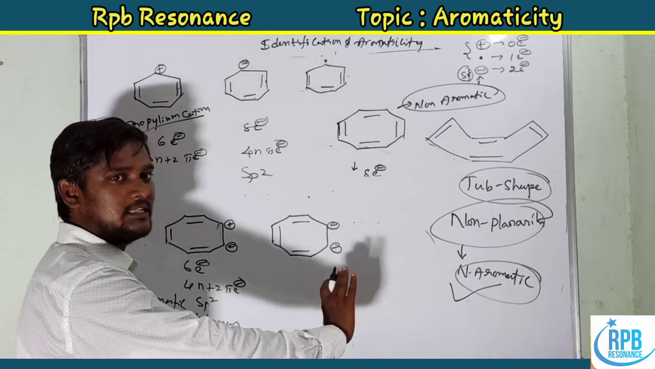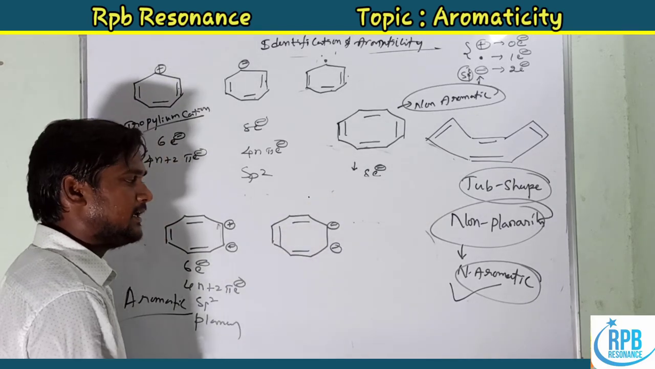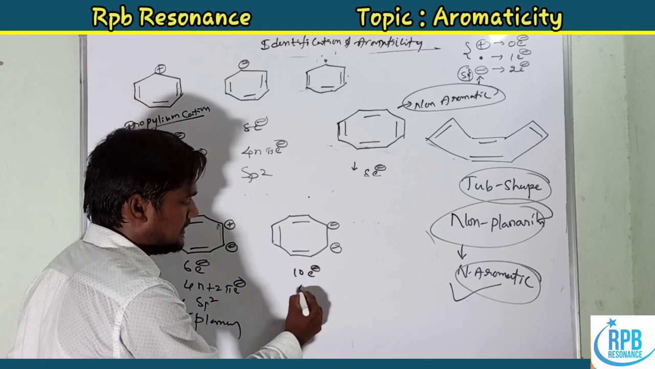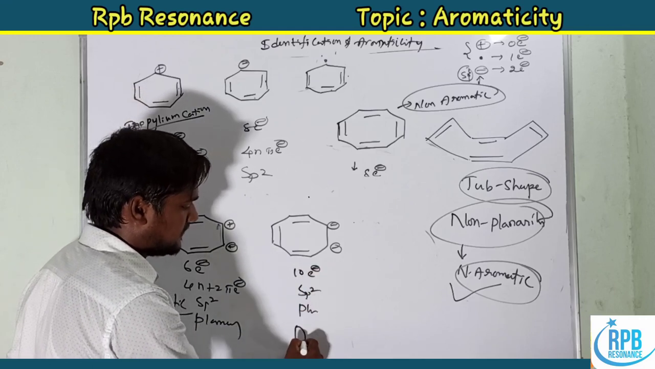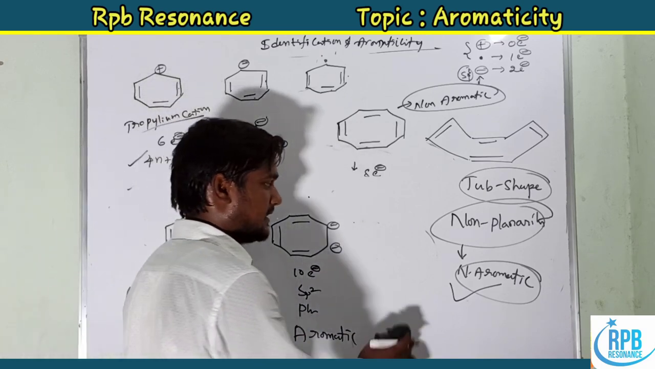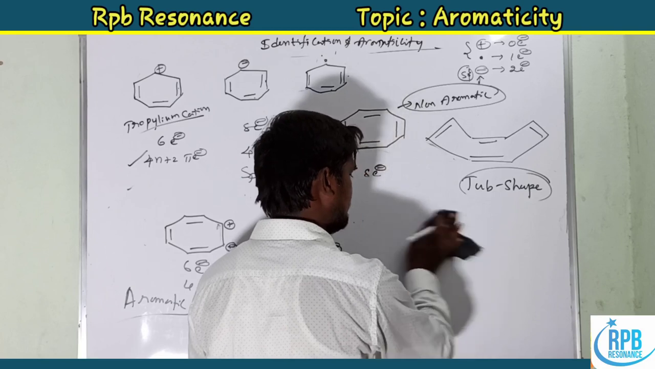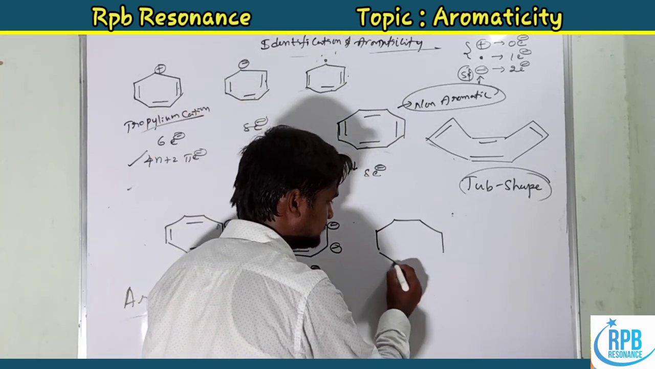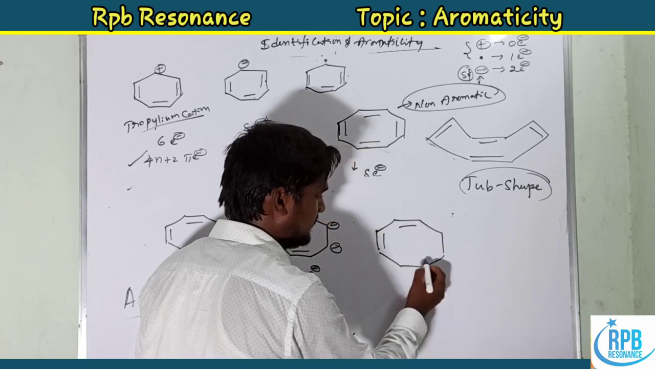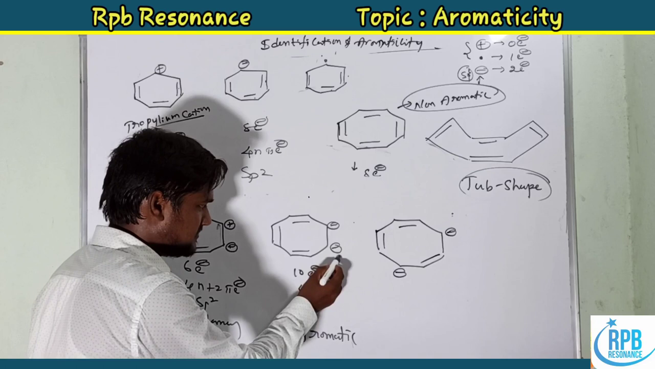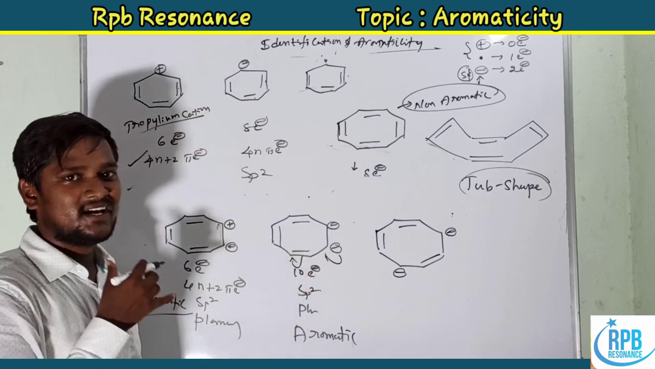Now here also, the tub shape becomes planar in the presence of anion formation. Now here 10 electrons, sp2, planar. That's why it is also aromatic. Many higher level students need this type of knowledge. Now here is the 8-membered thing. Here there is a negative charge over there, and a double bond. That means here it is a resonating structure.